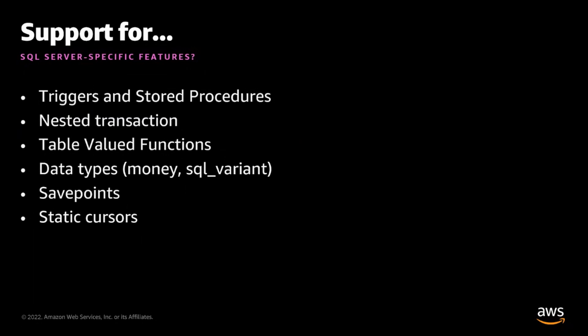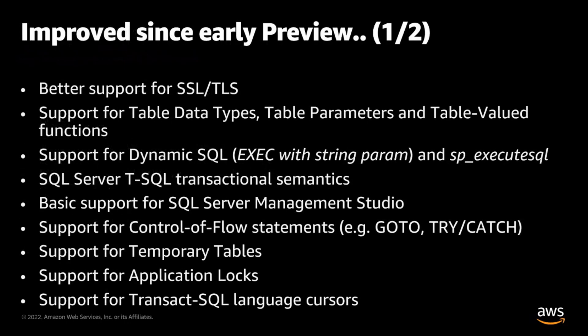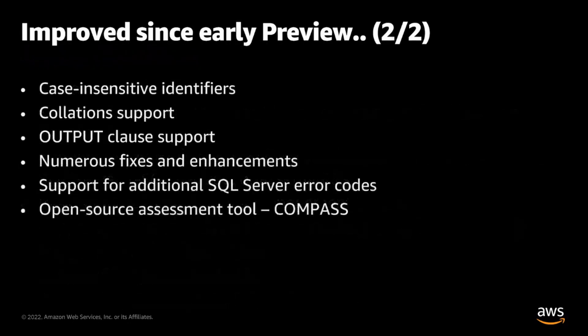So now we're going to go on to what Babelfish supports more broadly. Babelfish supports quite a lot of the SQL Server dialect: triggers and stored procedures, nested transactions, table valued functions. Our data types, there's many custom data types to make sure that precision is maintained, save points and static cursors, and a lot more. In fact, more and more is being added all the time. As you can see, as time went on, for those who saw the preview, they saw a lot of really interesting things being added, from case-insensitive identifiers, better collation support, output clause support, and so forth.